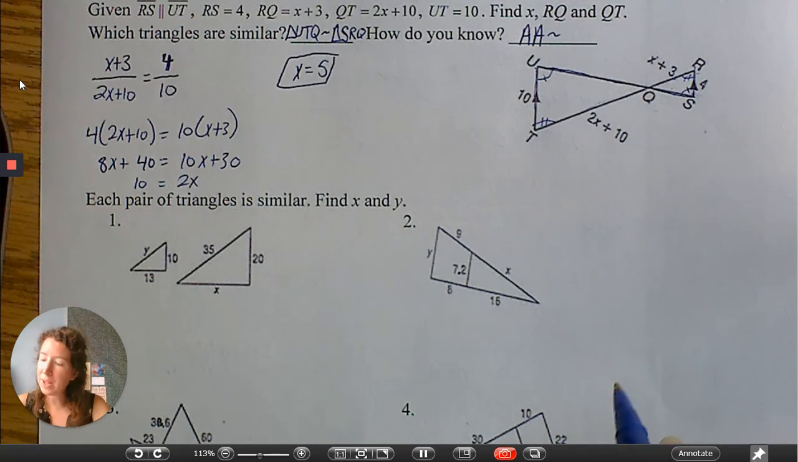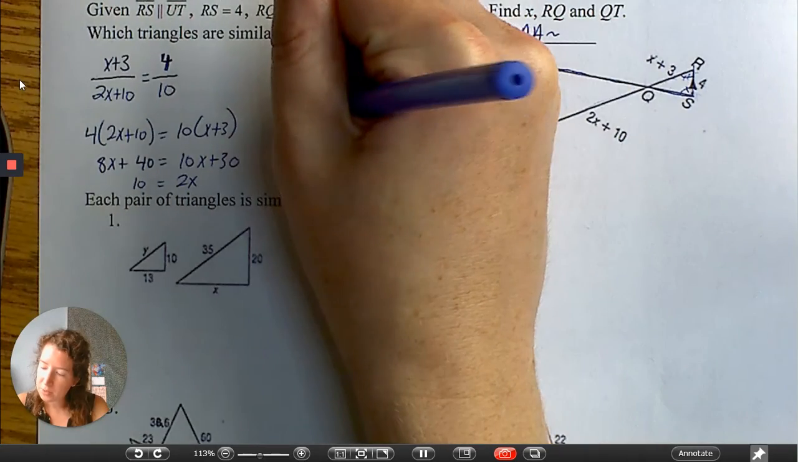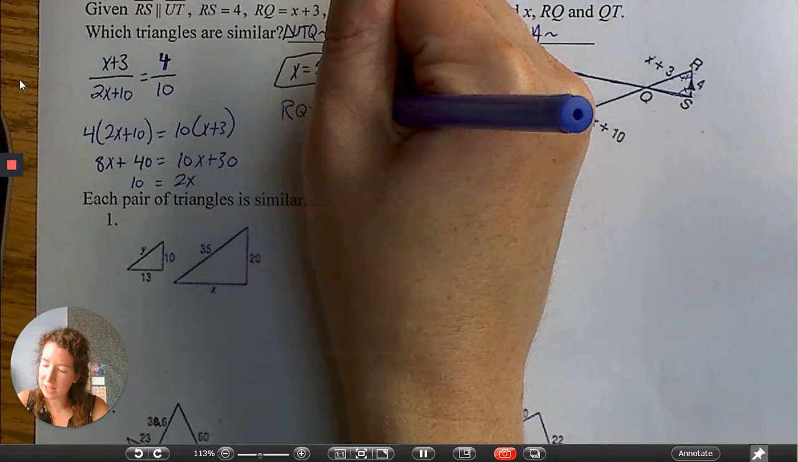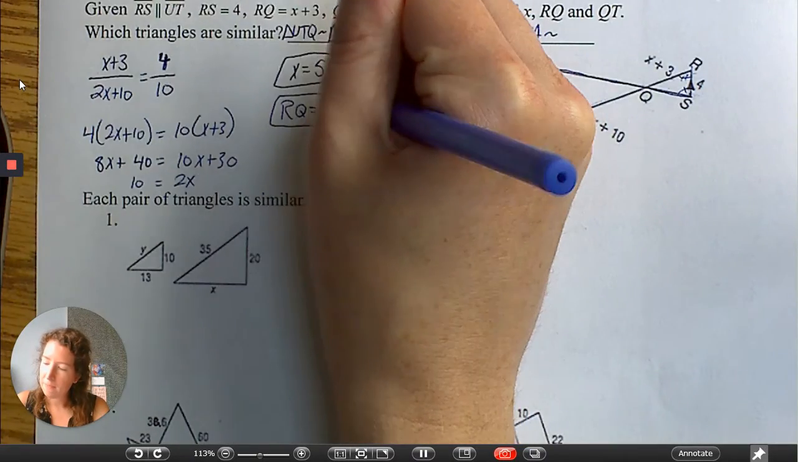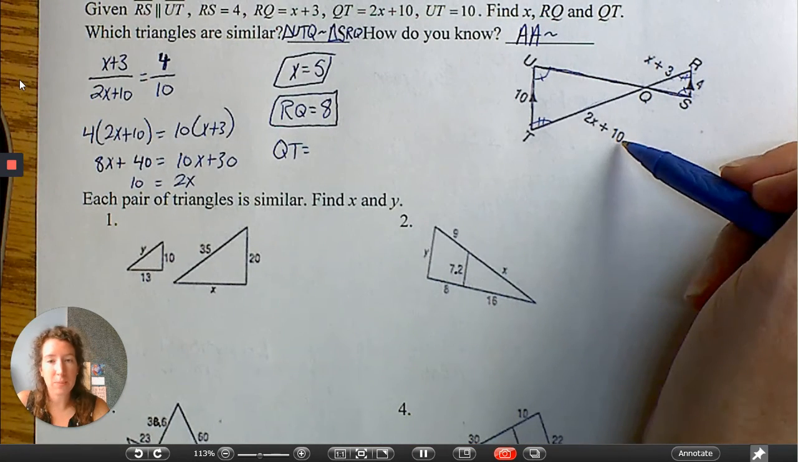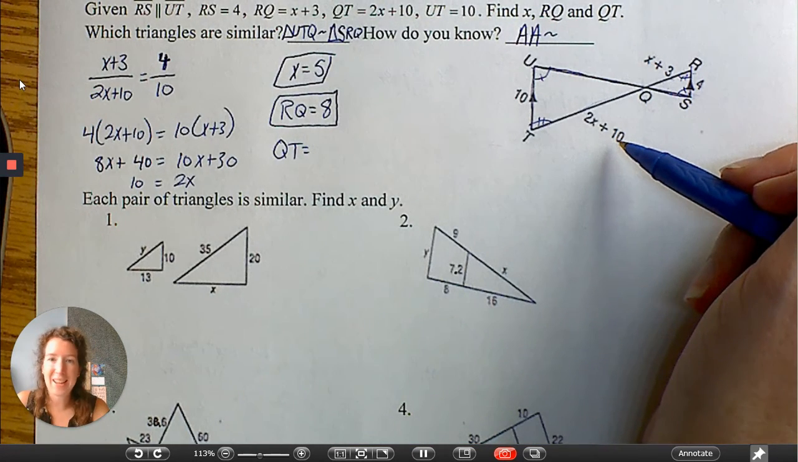All you have to do is plug it back in. So since RQ was x plus 3, 5 plus 3 is going to be 8. And we want to know QT. QT is 2x plus 10. 2 times 5 is 10. 10 plus 10 is 20.